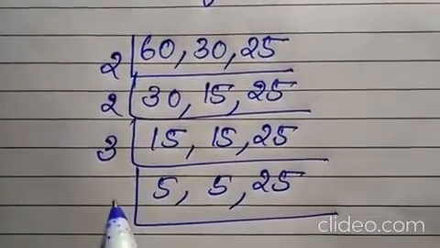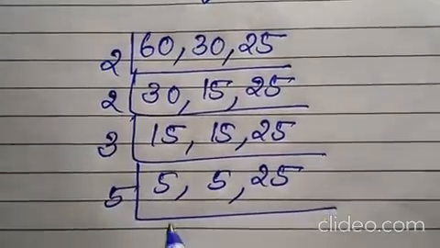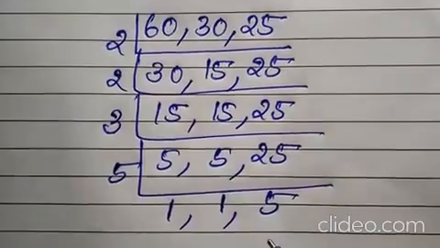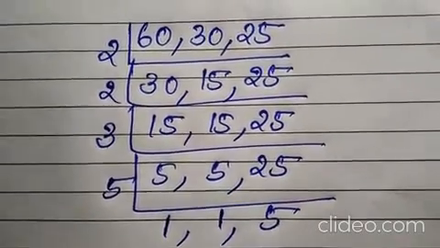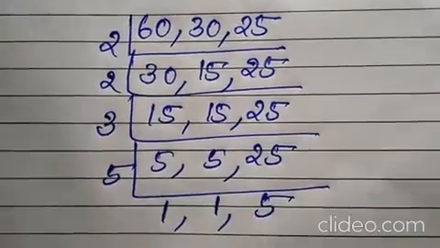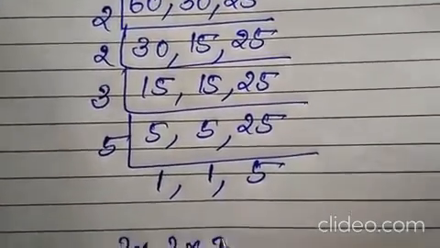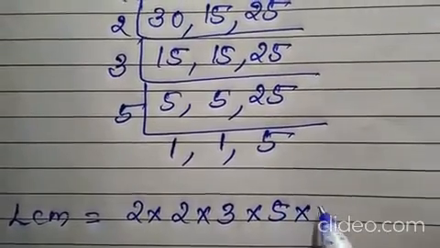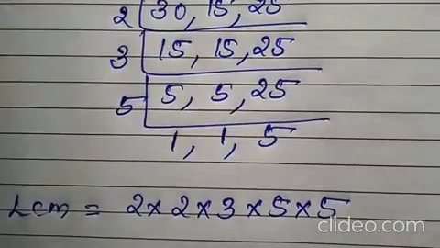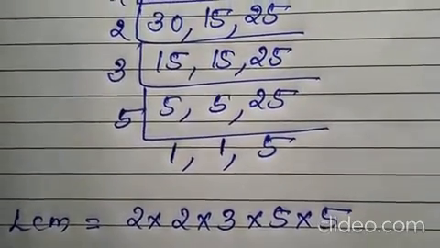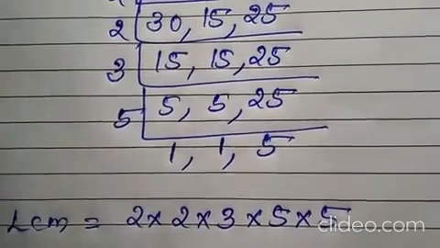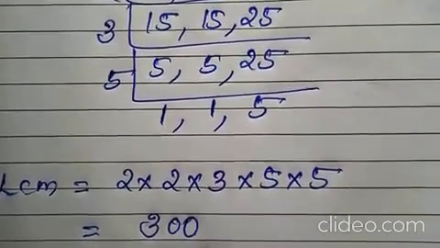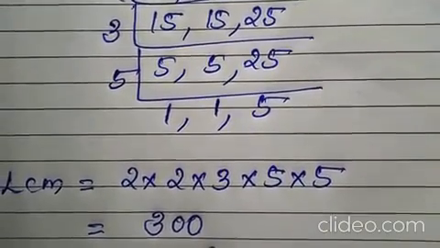Then again 5 5s are 25. It is possible in the 5 table. 5 1. Here 5 1. Here 5. Understood? 5 5s are 25. So LCM equals 2 into 2 into 3 into 5 into 1 into 1, no need to write 5 again. So if you multiply this you will get the answer, 300. In this way we are finding LCM by the common division method.